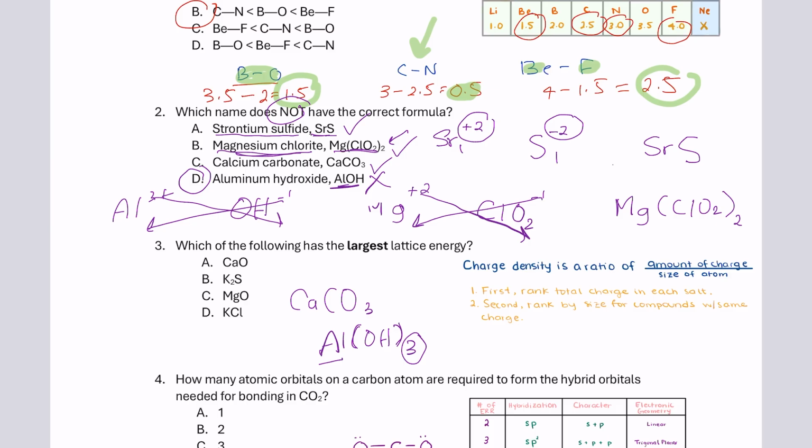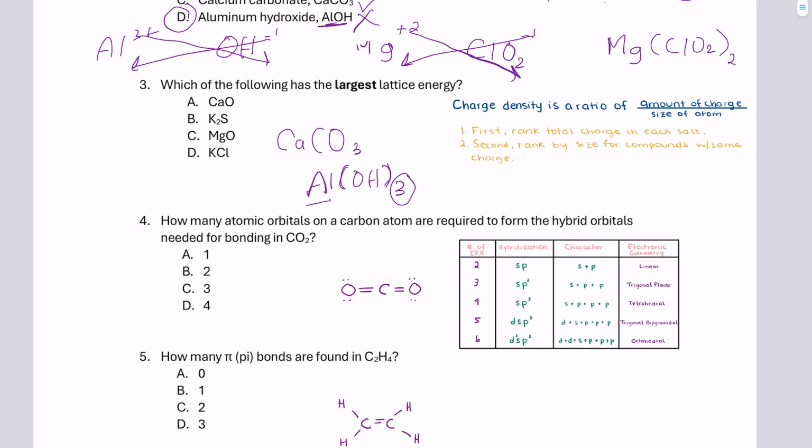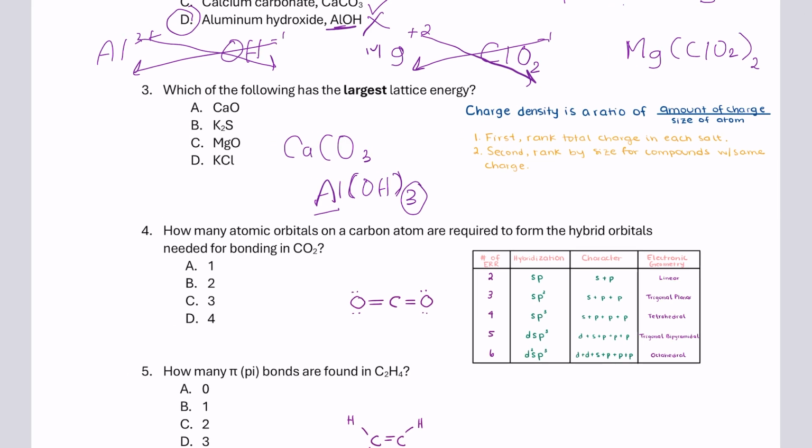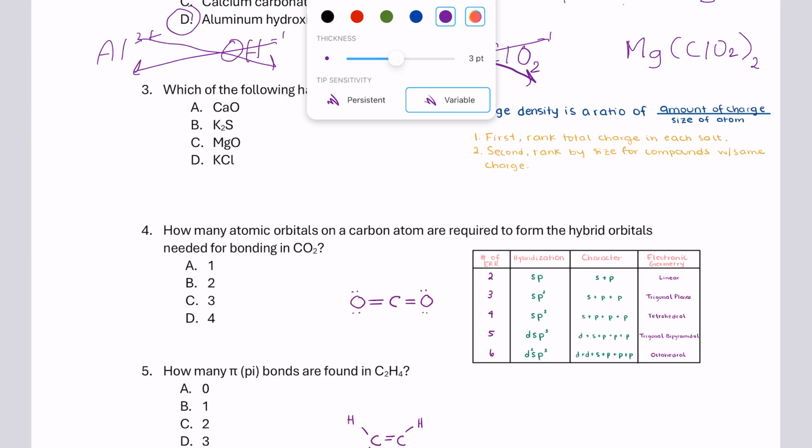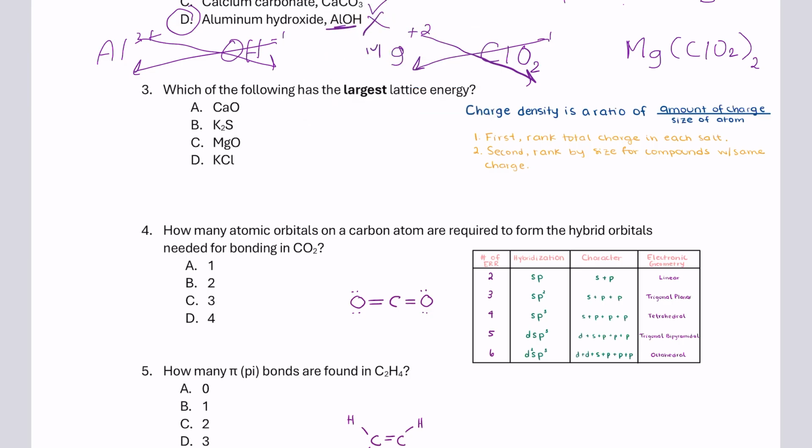Problem 3 says, which of the following has the largest lattice energy? Lattice energy is a measure of the strength of the ionic bonds in a crystalline solid. It depends on 2 key factors. The first factor is the charge of the ions. Higher charges on the ions lead to stronger electrostatic attraction, which increases lattice energy.